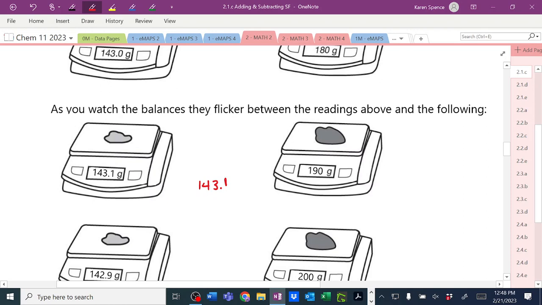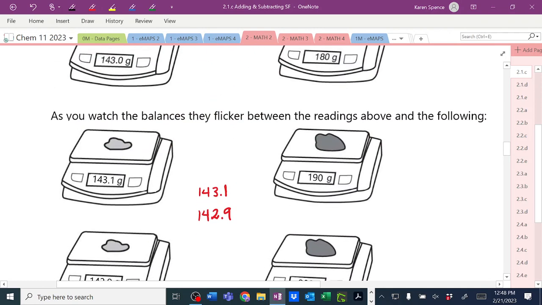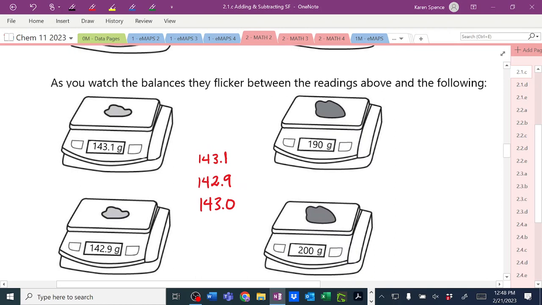You might see 142.9, and you might see our original number, which was 143.0. So I would like you to tell your partner or the people around you which digit is uncertain and how many sig figs are in those numbers. So in each of those numbers, which is the uncertain digit and how many sig figs?